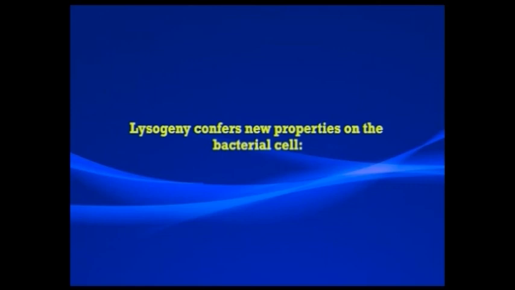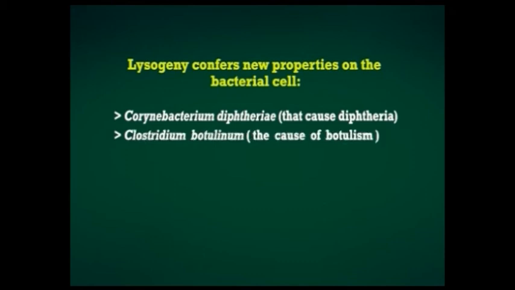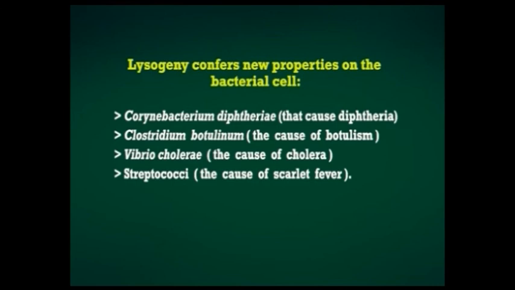Next we'll come to how lysogeny confers new properties on the bacterial cell. Lysogeny may induce a change in the phenotypic property of the host cell, through lysogenic conversion, and thus confers a new property on it. For example, Corynebacterium diphtheriae, the bacterium that causes diphtheria, Clostridium botulinum, which causes botulism, Vibrio cholerae, which causes cholera, and Streptococci, which are responsible for a disease known as scarlet fever. Their virulence is in part due to the lysogenic bacteriophage that they harbor.